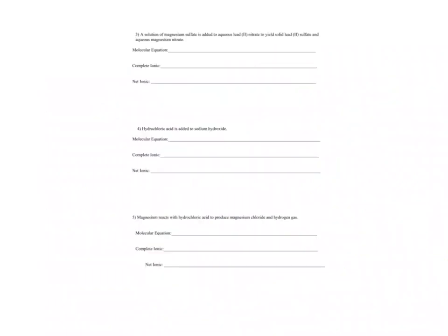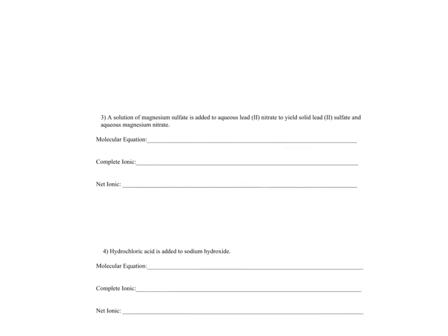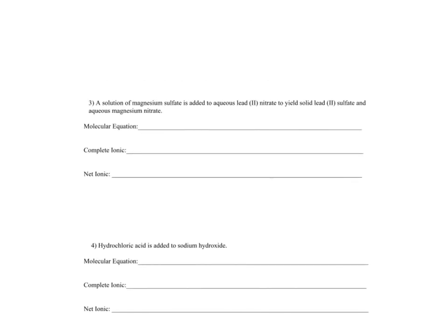All right, moving on. Example number 3. It says I've got a solution of magnesium sulfate that's added to aqueous lead(II) nitrate to yield solid lead sulfate and aqueous magnesium nitrate. All right, so we've got our molecular equation expressed out in words, so we need to write that sentence into a molecular equation that we can use to dissociate our ions.